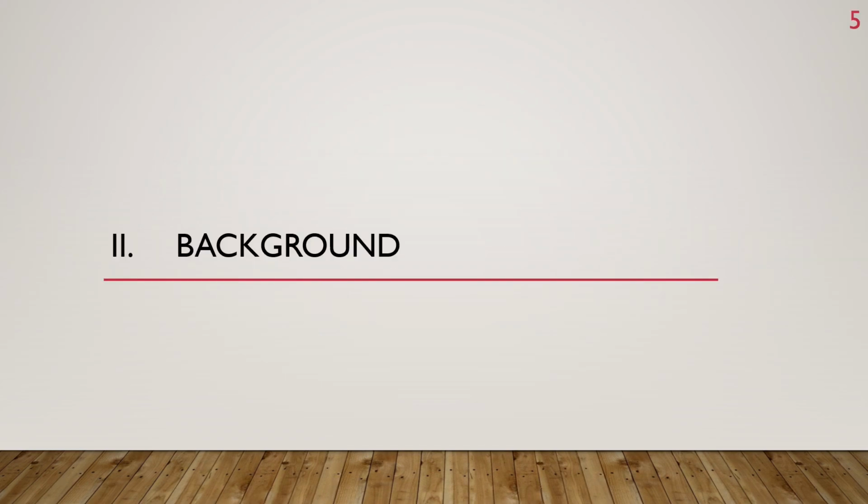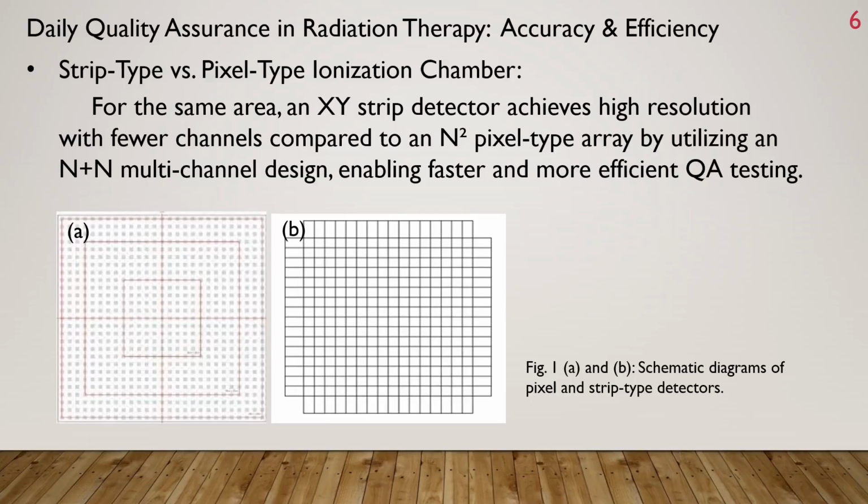Background. In radiation therapy, daily quality assurance requires both accuracy and efficiency. Compared to pixel-type detectors, strip-type detectors have some advantages. For the same detection area, an XY strip detector achieves high resolution with fewer readout channels by utilizing an N plus N multi-channel design instead of an N-square pixel type array. This design allows for faster and more efficient QA testing. Figure 1 shows schematic diagrams of pixel and strip type detectors.